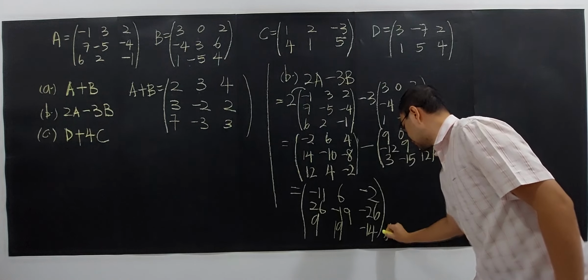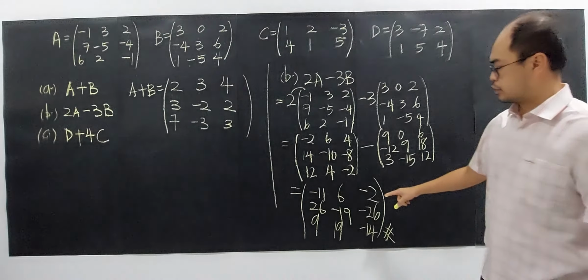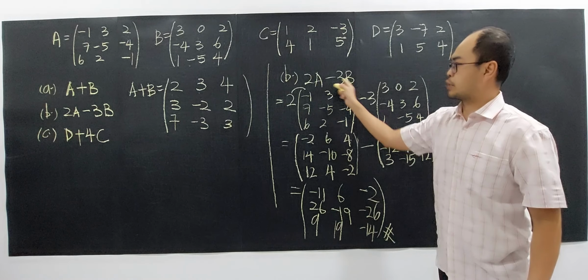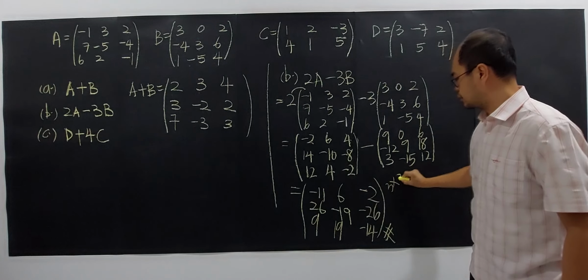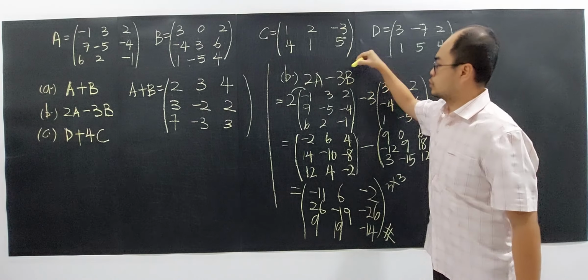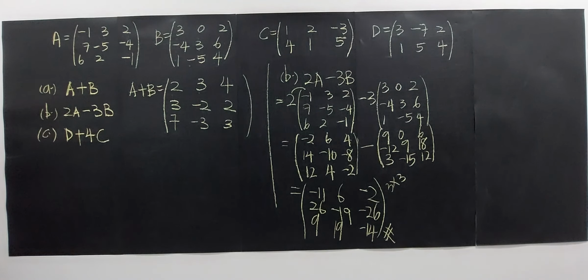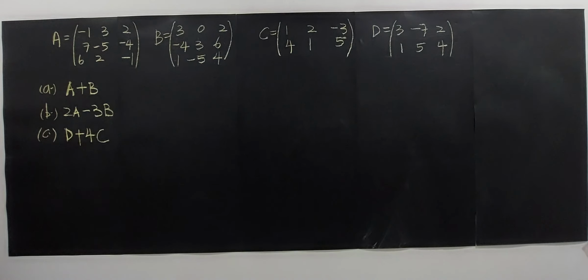So this is the matrix produced after you do the subtraction here. And the order of the matrix is still the same. It's a 3 by 3 matrix, and A and B are also 3 by 3 matrices. So hope you can see that.